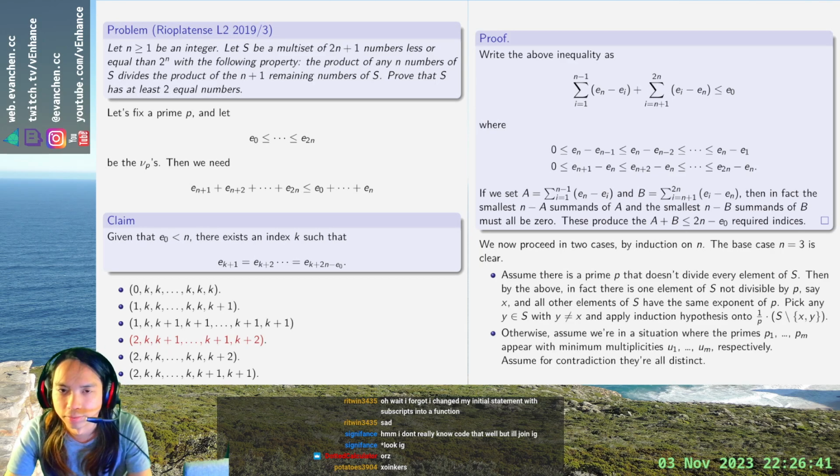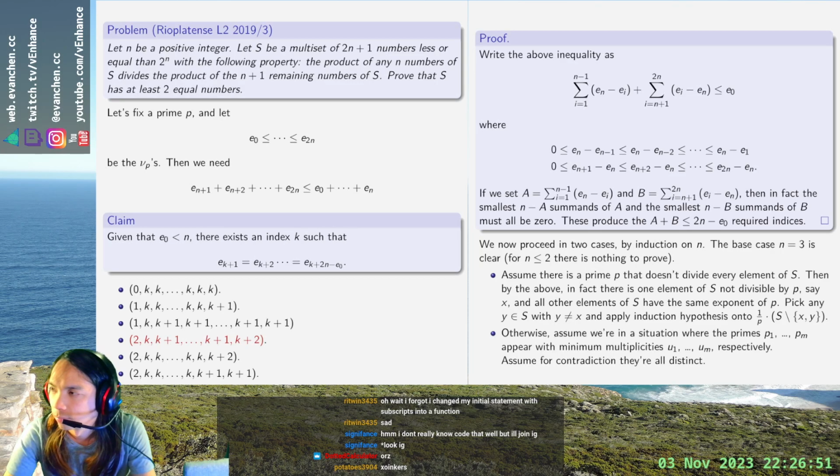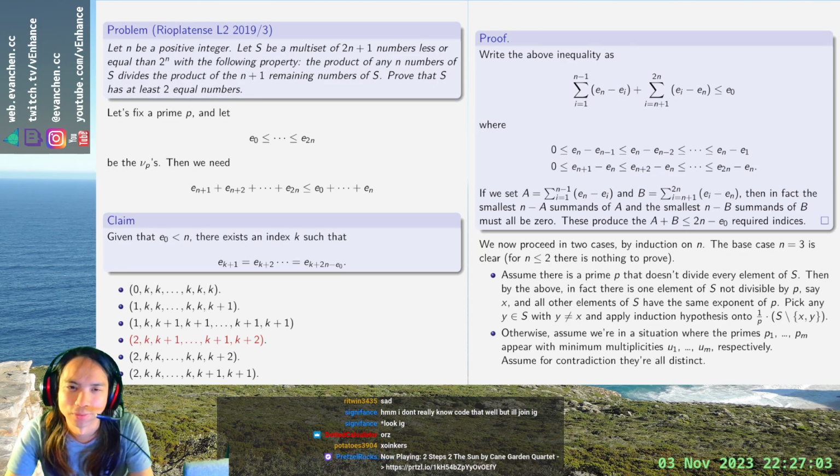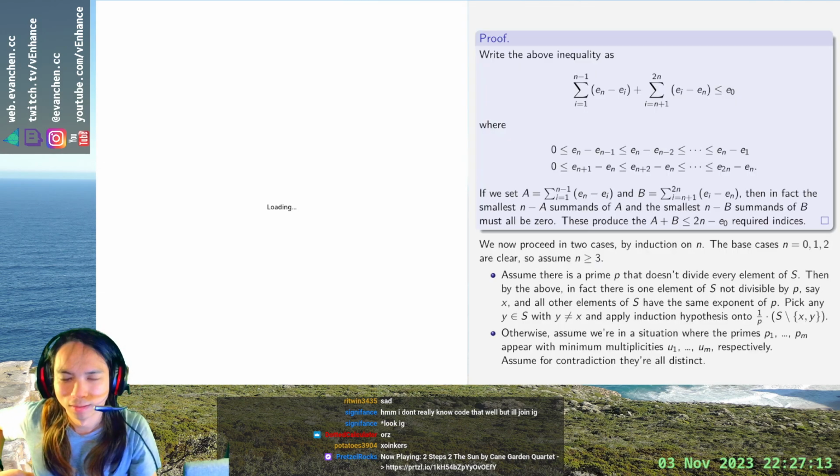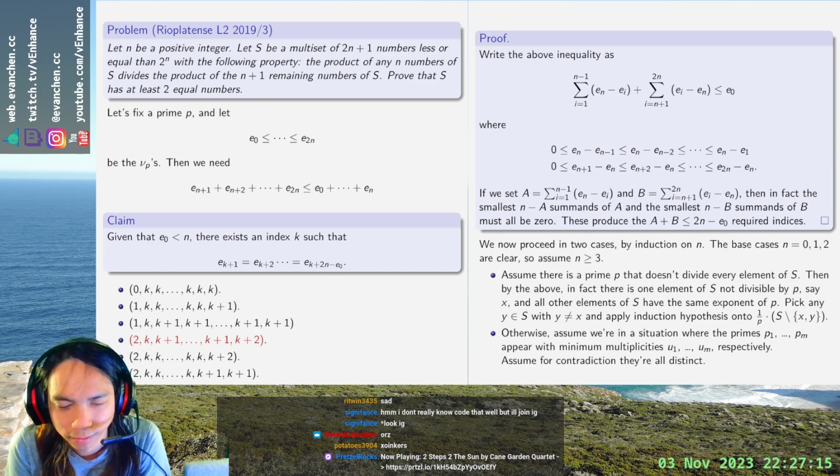For n less than or equal to 2, there is nothing to prove. Well, actually, let's just say 1, 2, 3 are easy. Let's do n equals 1, 2. Okay, so assume for contradiction they're all distinct.